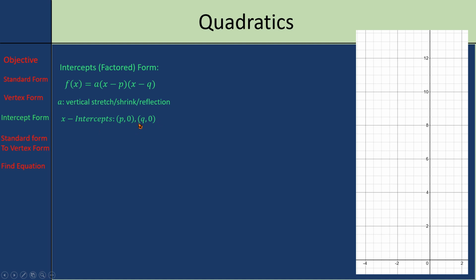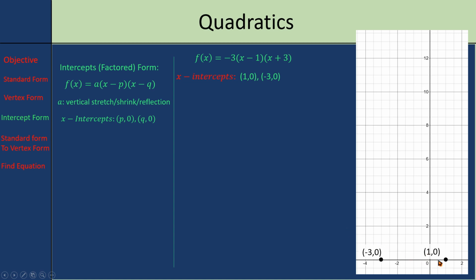But there's your x-intercept, and a is still your vertical stretch, shrink, and reflection. So an example, f of x is equal to negative 3 times (x minus 1) times (x plus 3). Here, right away, you see your intercepts. Opposite of this number would be (1, 0). Opposite of this number would be (-3, 0). So there are my x-intercepts, okay?